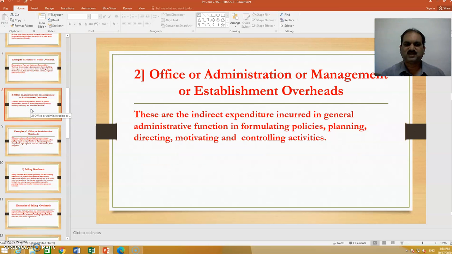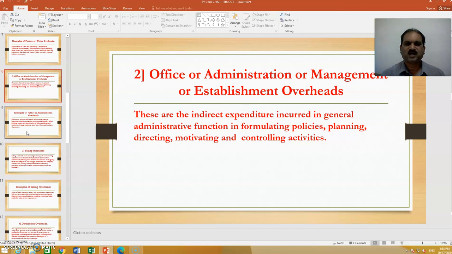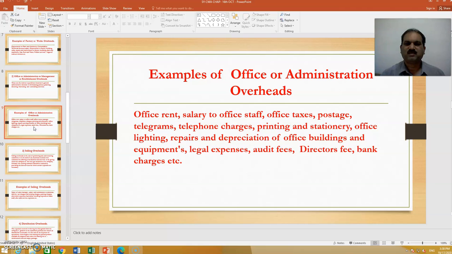Now let's see the second type, that is office overheads. Office overheads are also known as administration overheads or management overheads or establishment overheads. These are the indirect expenditure incurred in general administrative function in formulating policies, planning, directing, motivating and controlling activities.